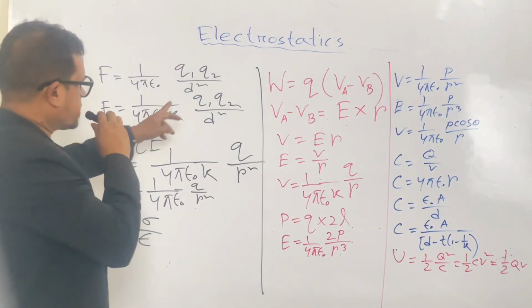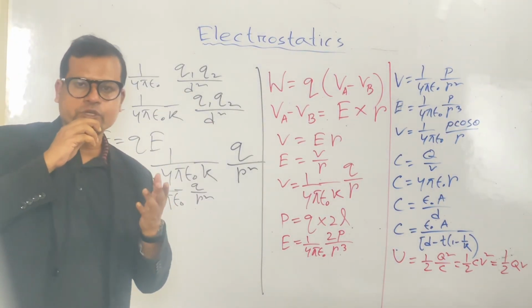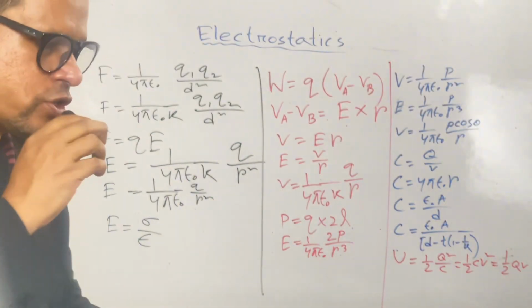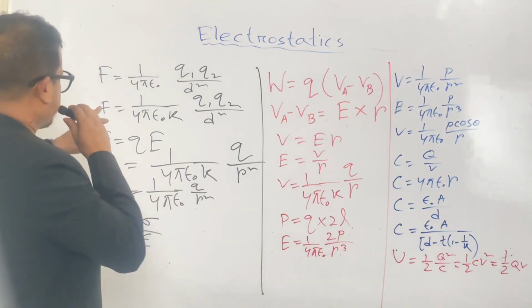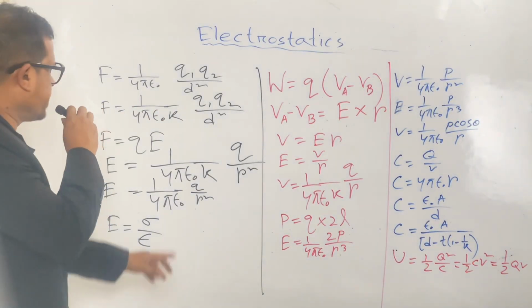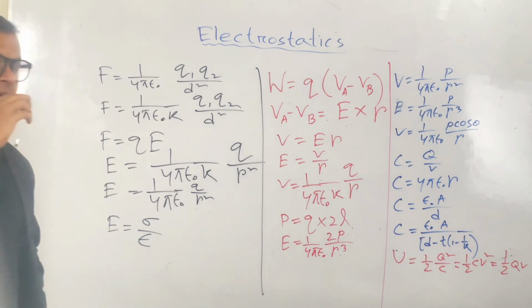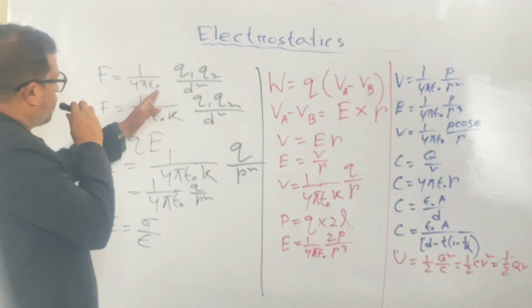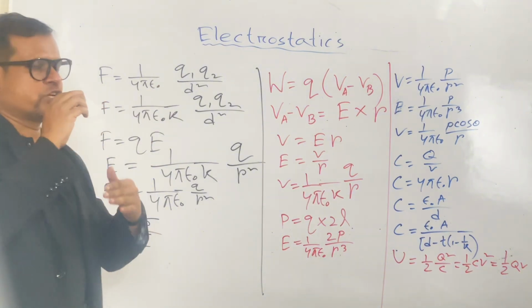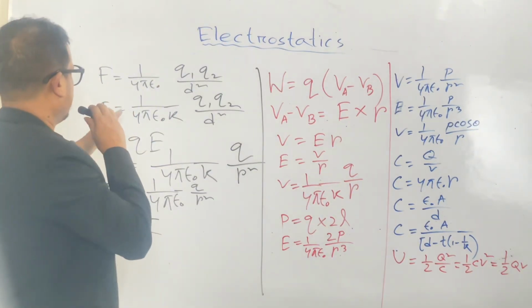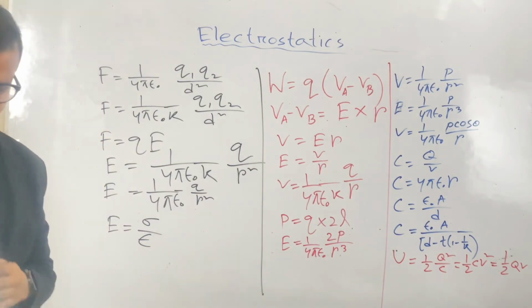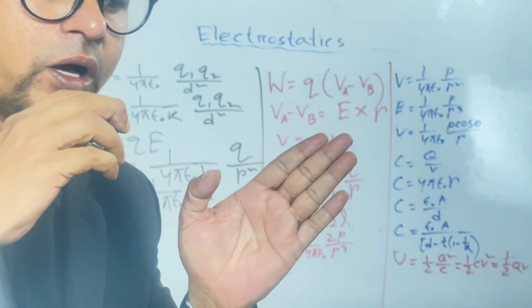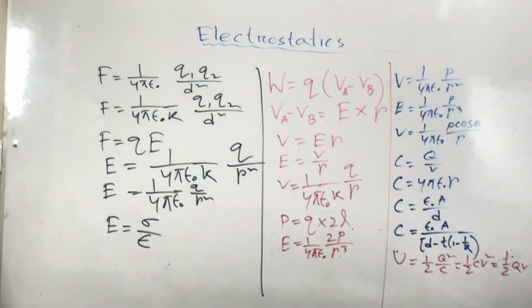square. d is the distance between two charges. q1 is the first charge, q2 is the second charge, and epsilon naught is the permittivity. 1 over 4 pi epsilon naught is 9 times 10 to the power 9, in units. F is the force, that means the force between two charges q1 and q2 which are present at a distance d.